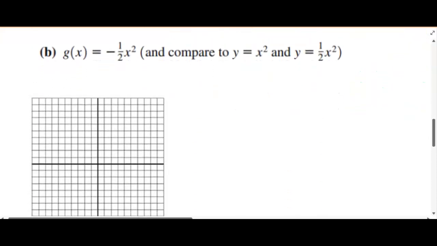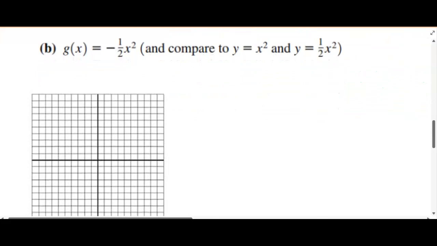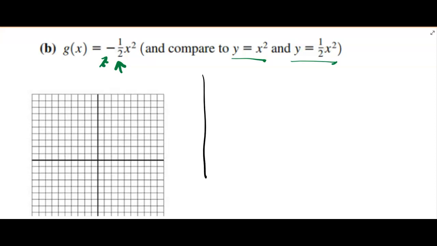All right. The next one, we're expecting it to be a shrink because of the 1/2, and we're expecting it to be upside down because of the negative, okay? It says to compare this to y equals x squared and y equals 1/2 x squared. You could do this by plotting points. Let's do that first. Then we'll do the comparing. This is g of x this time. Okay, so let's say I put in -2, -1, 0, 1, and 2.